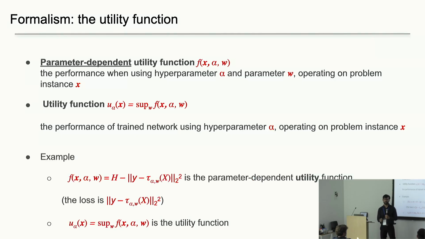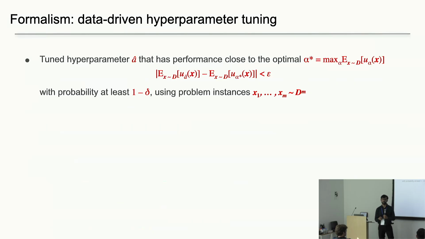There are some examples. For instance, if you're using neural networks for regression, you can have the L2 squared loss, and your function f could capture the squared loss. But it could be any function, really. Just recall this formalism in data-driven hyperparameter tuning. You have this parameter alpha, and you want to figure out a parameter from your data which is close to the optimal parameter. The optimal parameter gives you the best performance on average over the distribution.